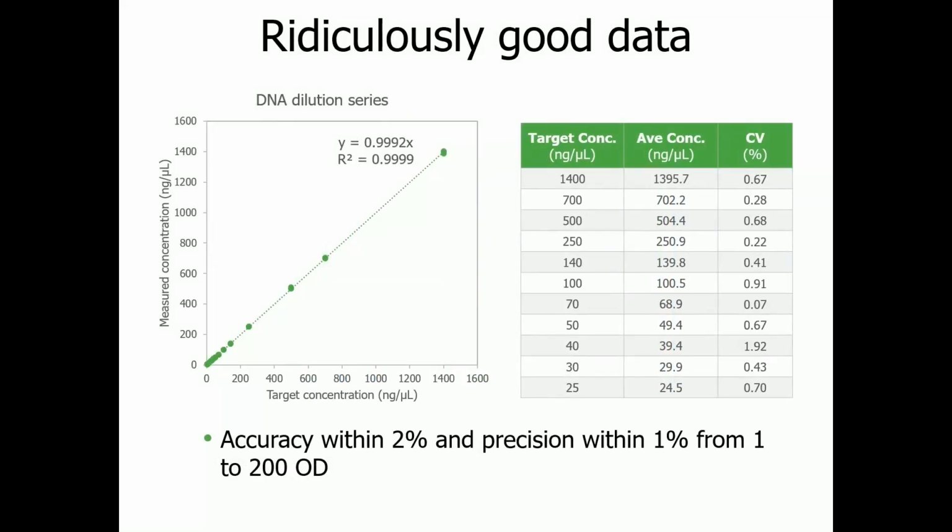When you look at Lunatic's linearity, accuracy, and precision over a range of concentrations, they're equally impressive. This shows a DNA dilution series from 25 nanograms per microliter up to 1,400 nanograms per microliter. The close agreement between the target concentration and the average measured concentration shows off Lunatic's spot-on accuracy within 2% of the expected value. The low CV values across the dilution range also help show off its precision, typically below 1%. Delivering this dynamic range, linearity, accuracy, and precision is the advantage of using fixed path lengths.